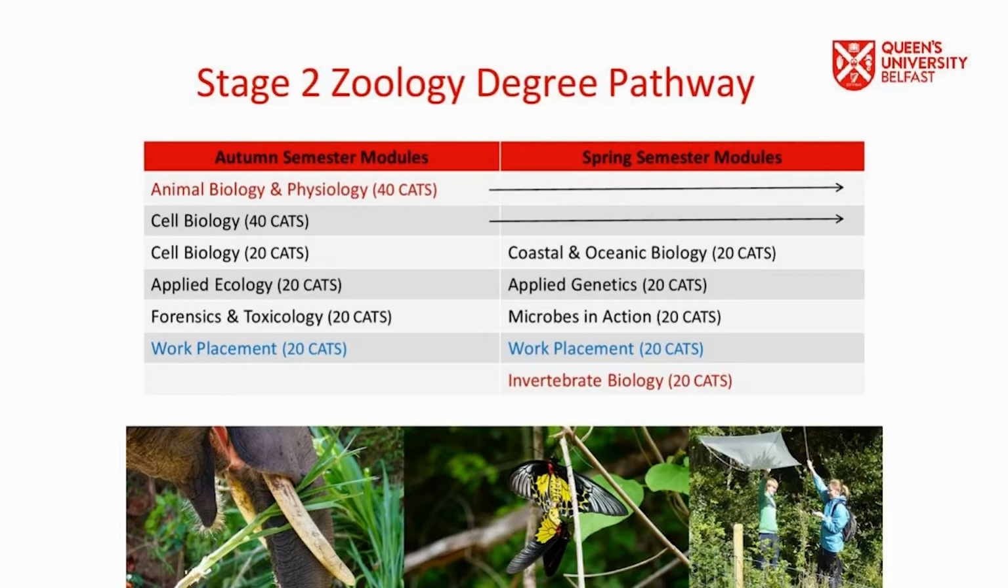take the 20 cats of the compulsory invertebrate biology module, which provides an introduction to the diversity, relationships, adaptive behaviours, and biology of selective invertebrate phyla, which also will include the beneficial and detrimental impacts of invertebrates on human and animal welfare. To complete your 60 cats for this spring semester, you can choose from coastal and oceanic biology, applied genetics, microbes in action, or work placement.